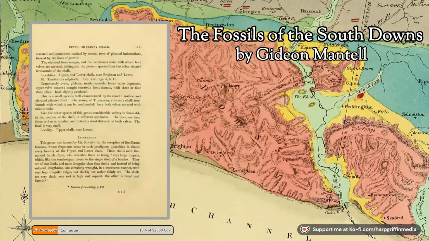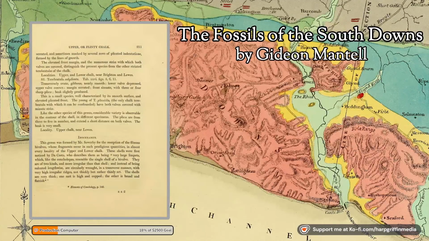Inoceramus. This genus was formed by Mr. Sowerby for the reception of the fibrous bivalves, whose fragments occur in such prodigious quantities in almost every locality of the upper and lower chalk. These shells were first noticed by Da Costa, who describes them as being very large limpets which, like the conchylopus, resemble the single shell of a bivalve.